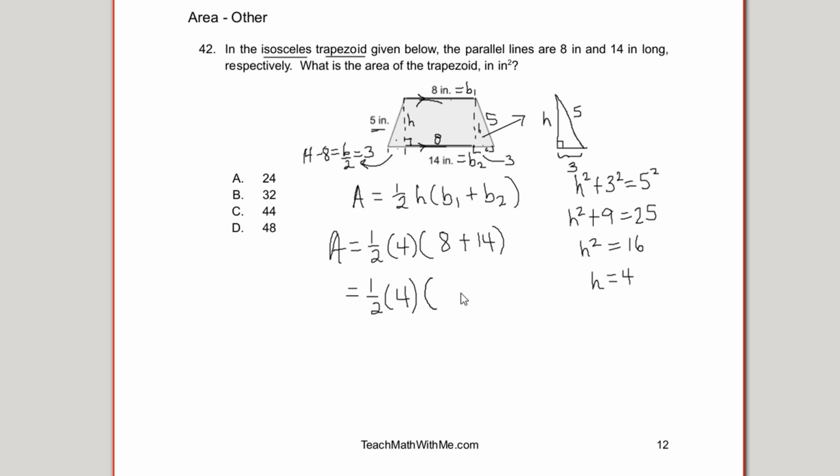8 plus 14 equals 22. We can divide this 2 into the 4, and then we're left with 2 times 22, which is 44, and that is answer choice C for our area.